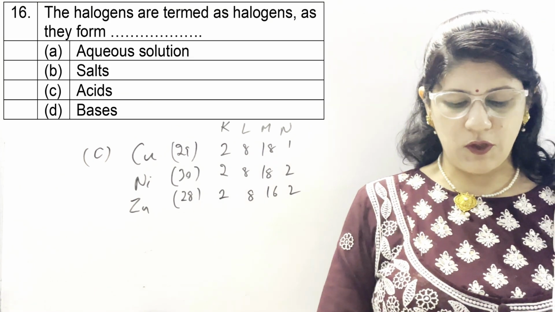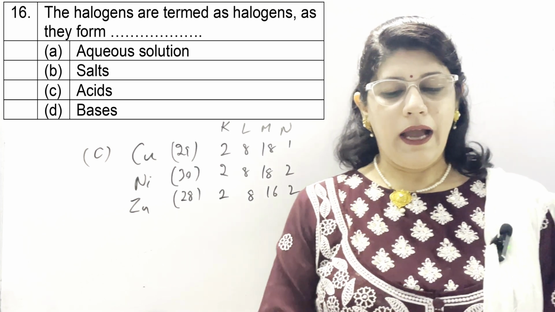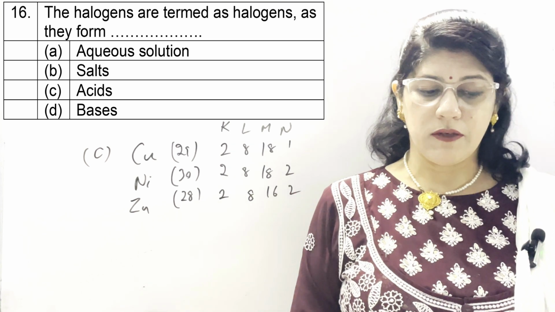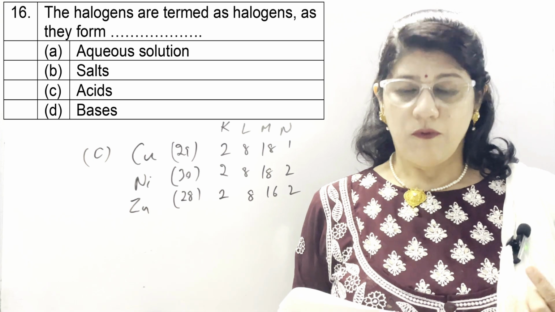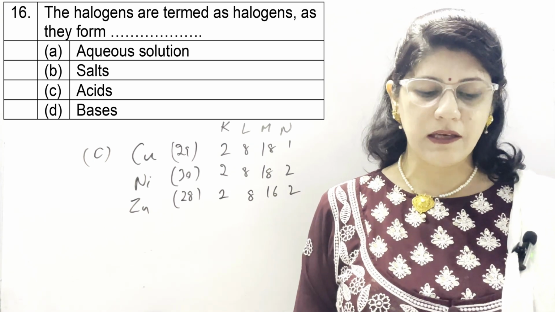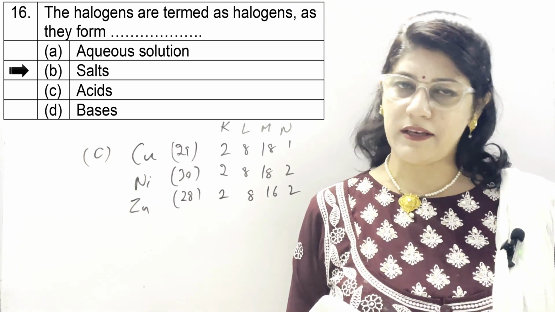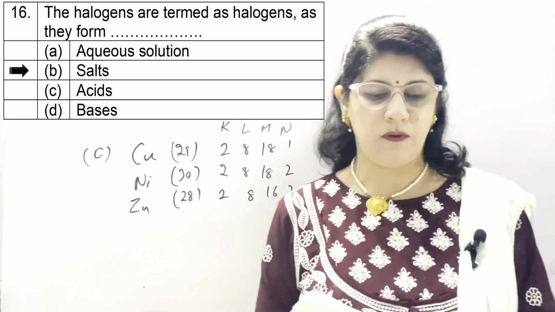Coming to next MCQ, which is question number 16. The halogens are termed as halogens as they form. First option is aqueous solution, second is salt, C is acid and D is base. So we all know that they are salt formers, that's why they are known as halogens.